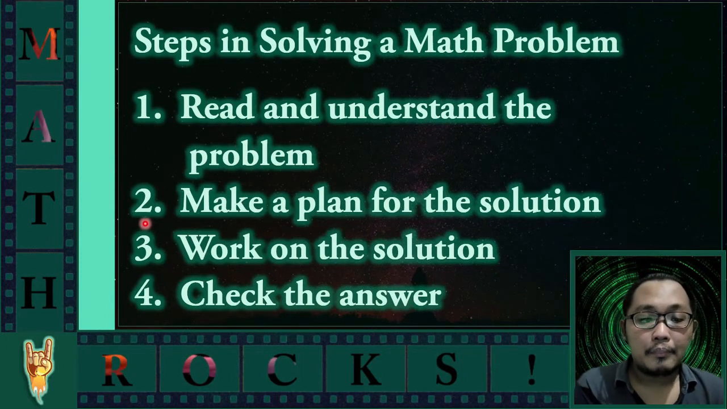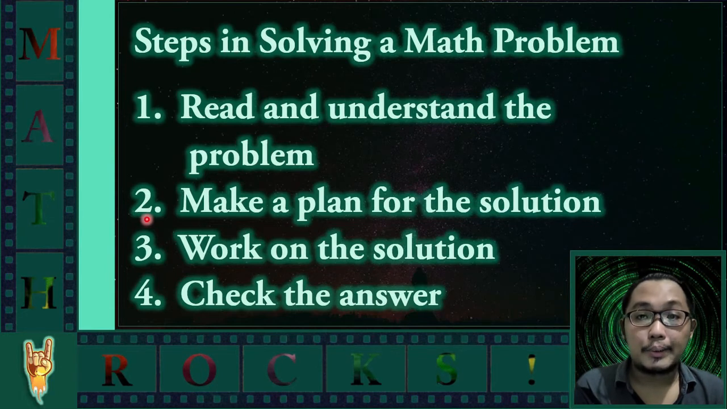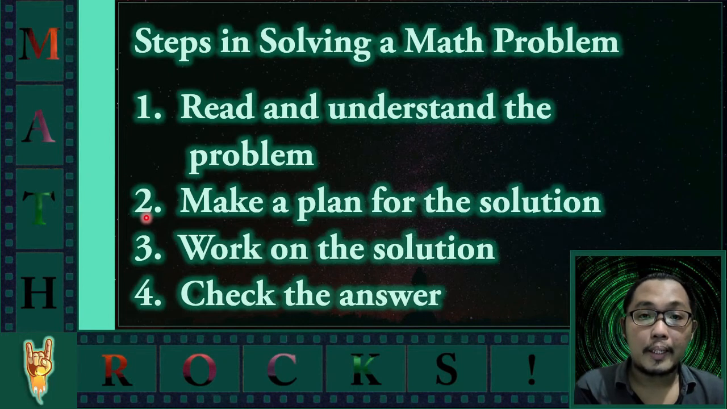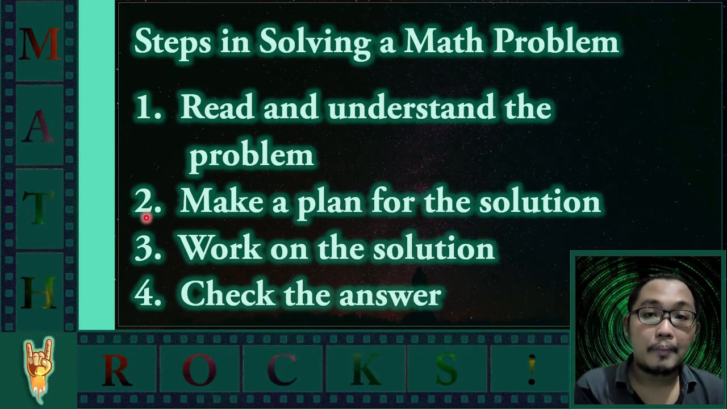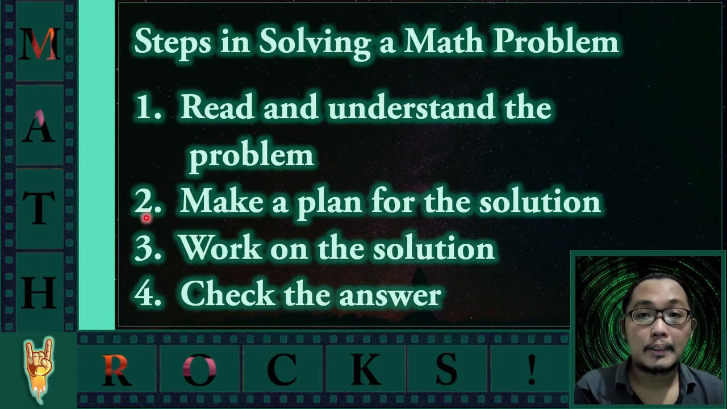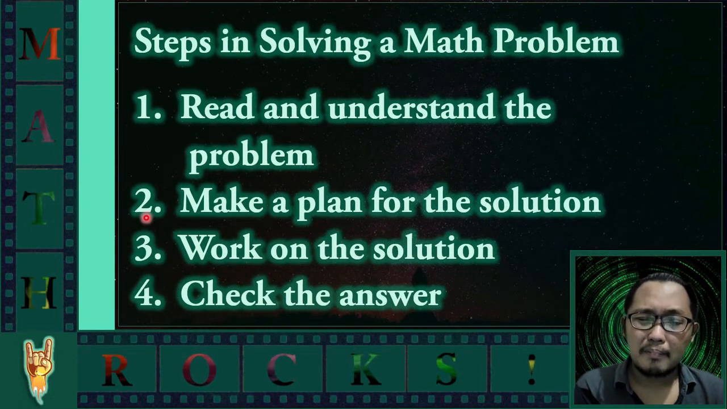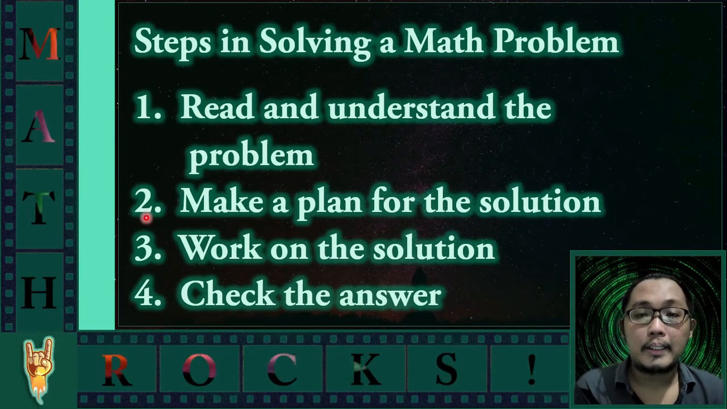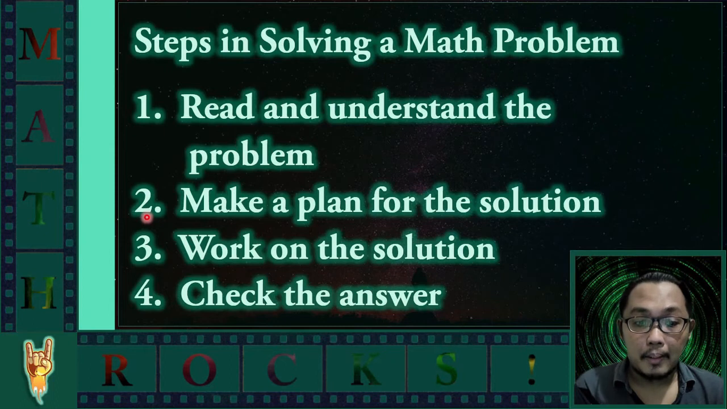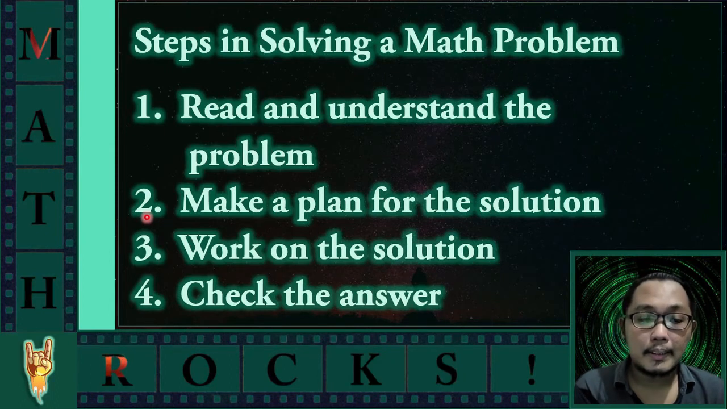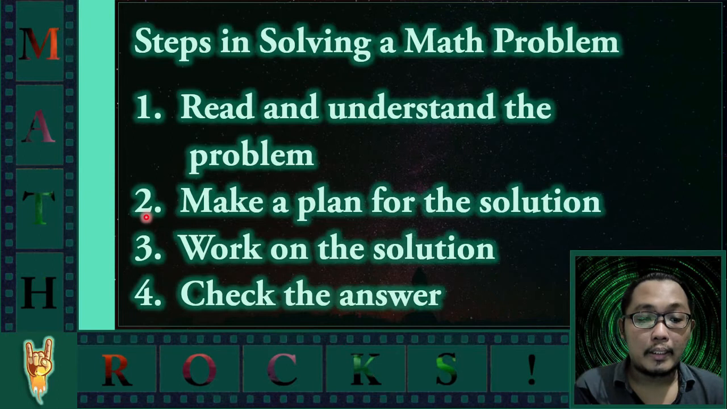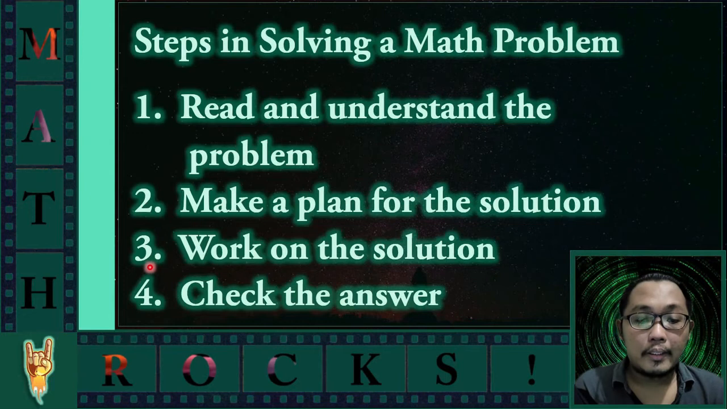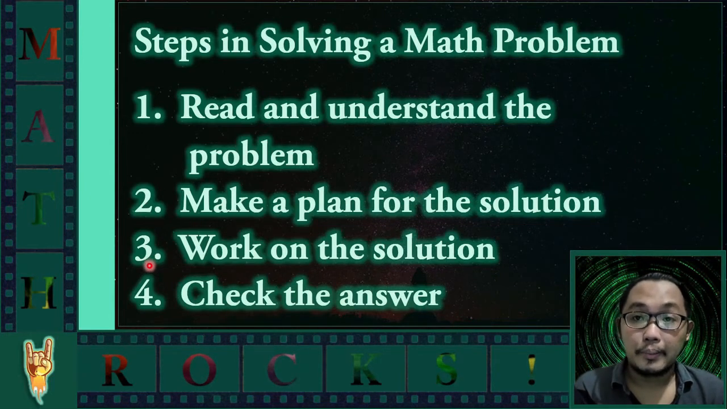And for number 2, we have to make a plan for the solution. In this particular step, we have to look for correct mathematical concepts or operations that might help us solve the problem. Sometimes we also have to construct our own explicit equation that solves the problem. But there are also cases where there are formulas that we might be using to solve the problem. And for the third one, we have to work on the solution.